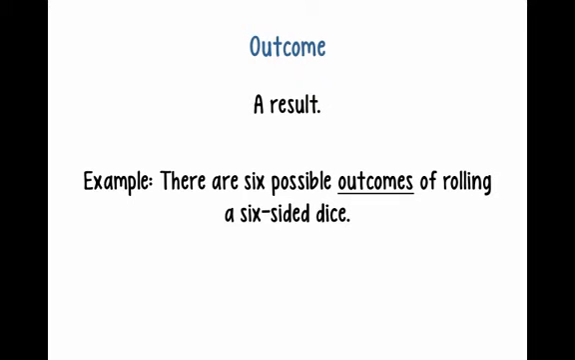The next word is outcome. Outcome is pretty much a fancy mathematical way of saying a result. In a sentence, you could say there are 6 possible outcomes of rolling a 6-sided dice. There are 2 possible outcomes when I flip a coin. The outcomes of flipping a coin are heads or tails. Again, just the definition, unless you want to write the example, which by all means, feel free.